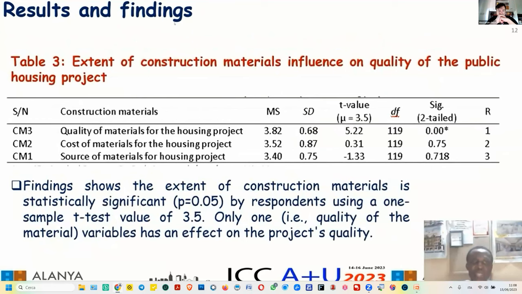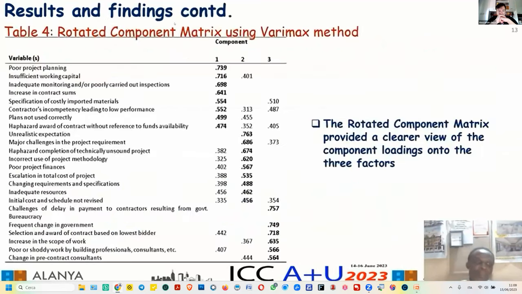In Table 3, we present the extent of construction materials as it influences the quality of the public housing project. Our finding shows the extent of construction materials is also statistically significant, and using a one-sample t-test value of 3.5, we saw that only one variable has an effect on project quality, which is the quality of the material.